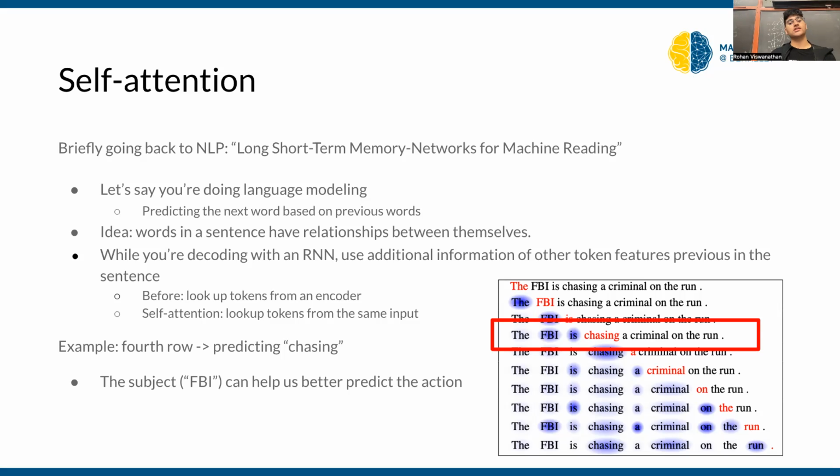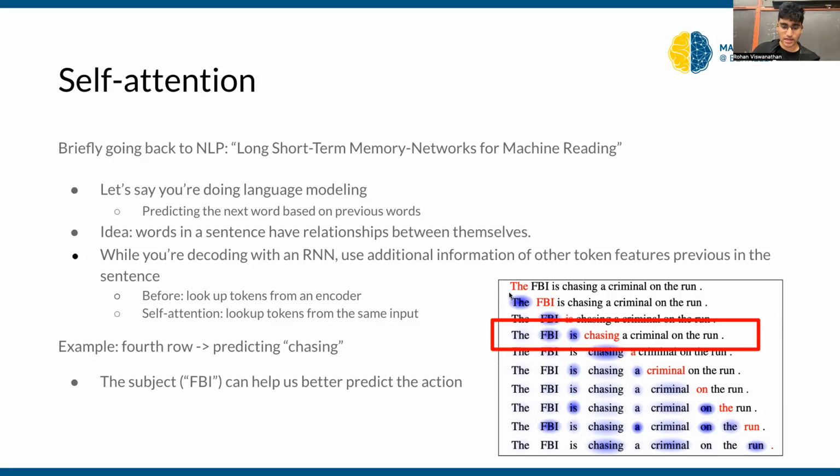The idea is that words in a sentence have relationships between themselves. And that's where this notion of self-attention comes into play. Vaswani talks about this in his Attention Is All You Need paper. When you're decoding with an RNN, we want to use the additional information of other tokens that we've already decoded previously in the sentence. You want to look up the tokens from the encoder, and that was what we were doing prior to this. Self-attention is looking up tokens from the same input.